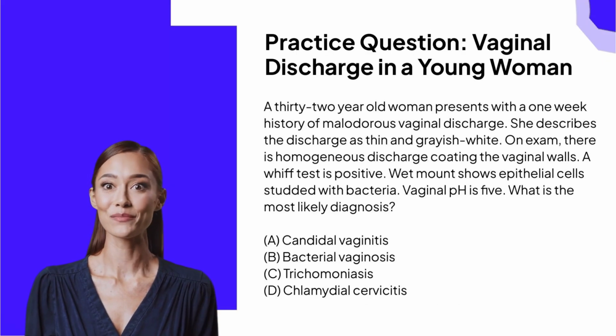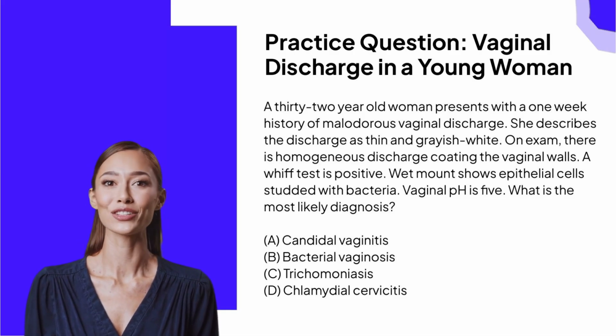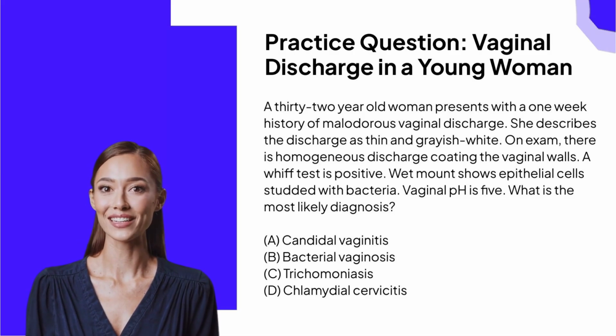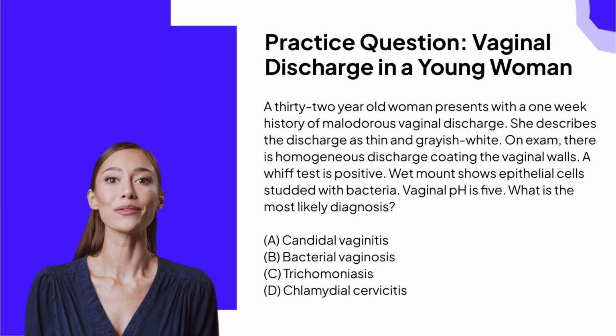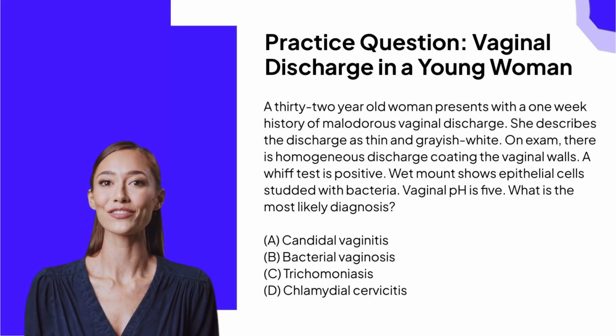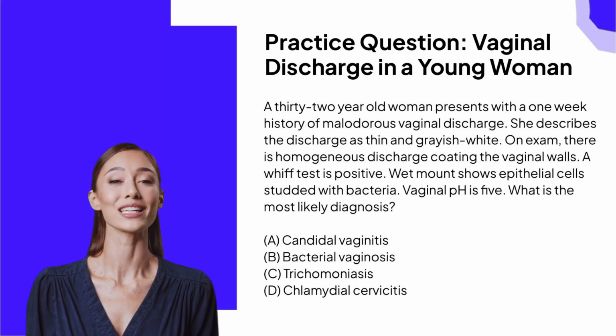Let us walk through this practice question together. We have a 32-year-old woman with a 1-week history of malodorous vaginal discharge that is thin and greyish-white. On exam, the discharge is homogeneous and coats the vaginal walls. The whiff test is positive. The wet mount shows epithelial cells studded with bacteria, and the vaginal pH is 5. Take a moment and think about which diagnosis fits this pattern. What are the key clues here? We will break this down on the next slide.